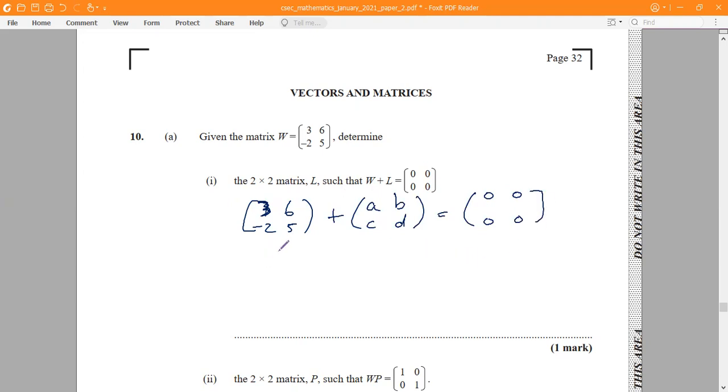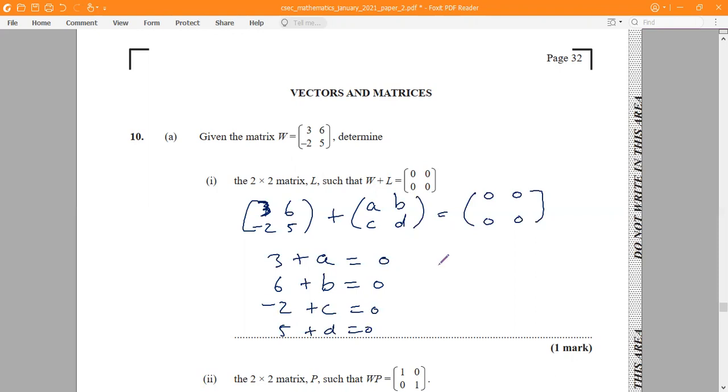All right, so let's add row 1, column 1, the corresponding entry A. That will give 0. 6 plus B, which is row 1, column 2, will also give 0. Negative 2 plus C will give 0. And 5 plus D will also give 0.